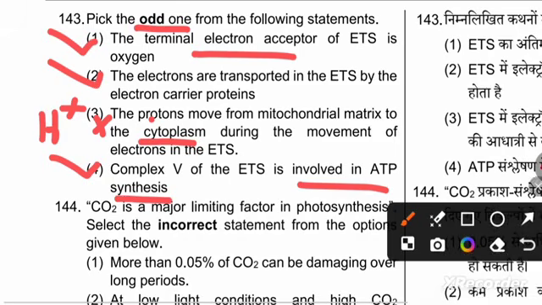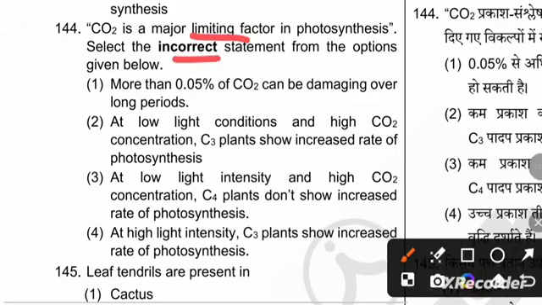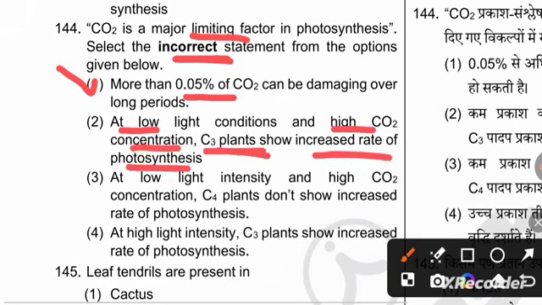Let us move to 144th question. Carbon dioxide is a major limiting factor in photosynthesis. Select the incorrect statement regarding this. So we need to find the incorrect statement. More than 0.05% of carbon dioxide can be damaging over a long period. Yes, related to carbon dioxide as a limiting factor, this is the correct statement. At low light condition and high carbon dioxide concentration, C3 plants show an increased rate of photosynthesis. This is the wrong one. In this case, neither C3 plants nor C4 plants show this property. So this is the incorrect one. The remaining third and fourth are correct if you read those statements properly.